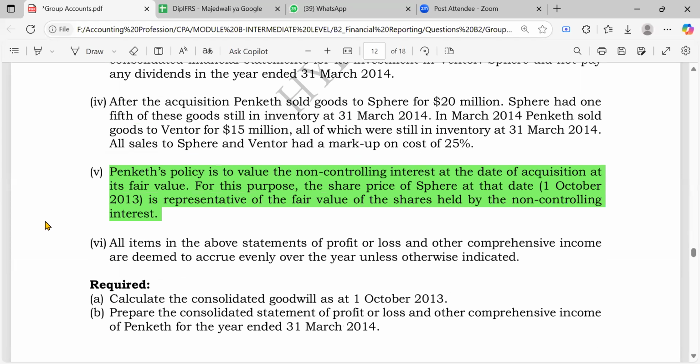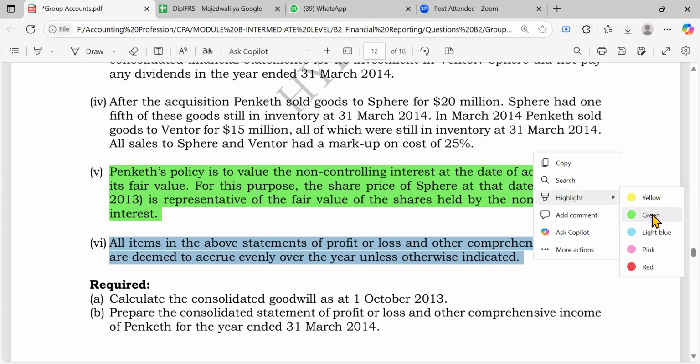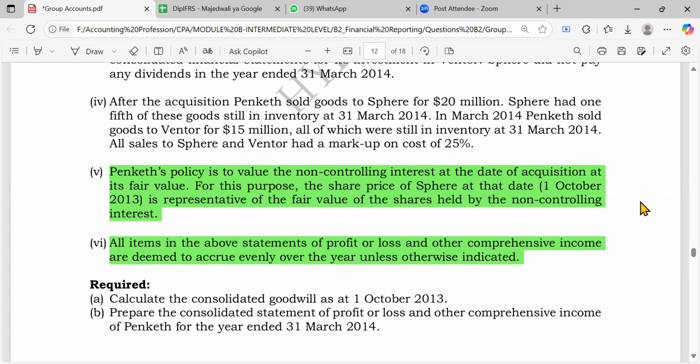And the other thing, but I don't expect you to see this in diploma in IFRS. Look here. All items in the above statements of profit or loss and other comprehensive income are deemed to accrue evenly over the year unless otherwise indicated. This is the presumption that we always make. When you multiply by 6/12, we mean that the first 6 months and the last 6 months have the same figures. It means each month has the same figure.